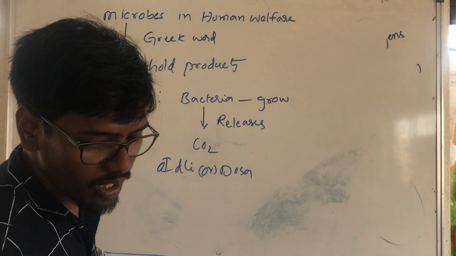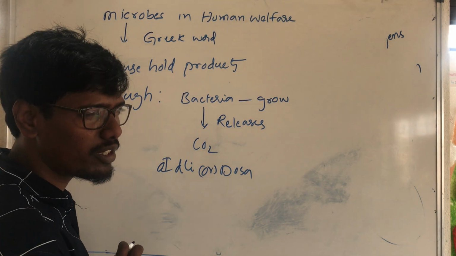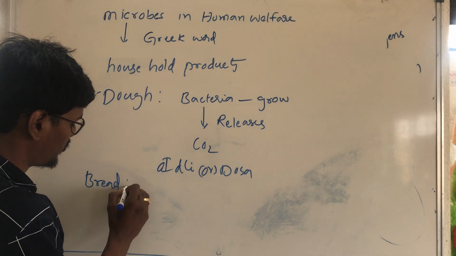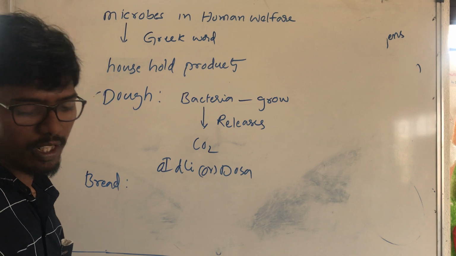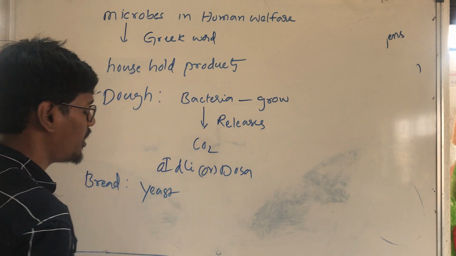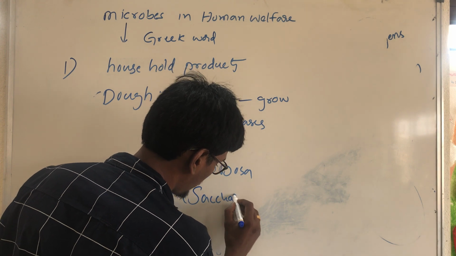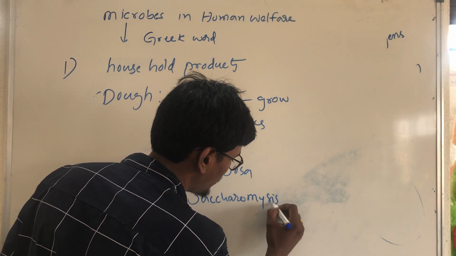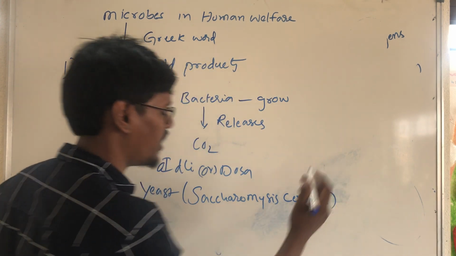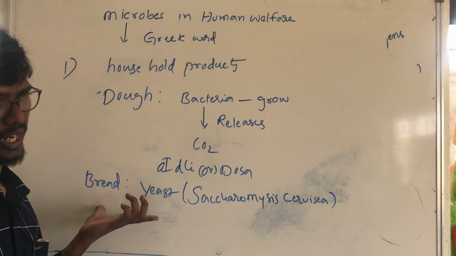The next one is the baker's industry. The baker's industry means bread, and bread means yeast. Yeast means Saccharomyces cerevisiae. This organism is used to make bread.